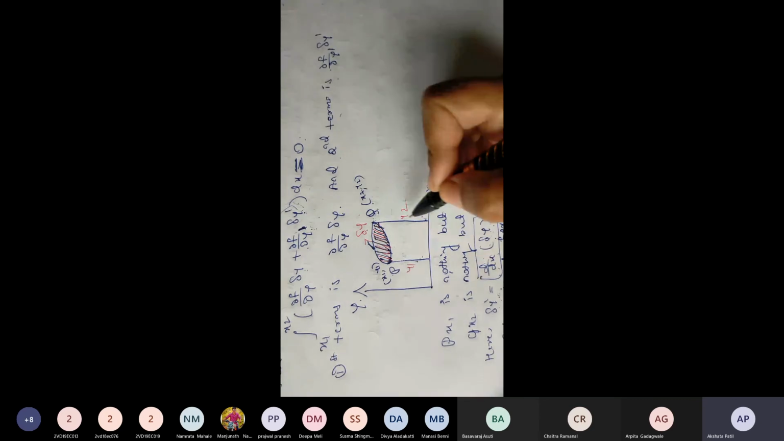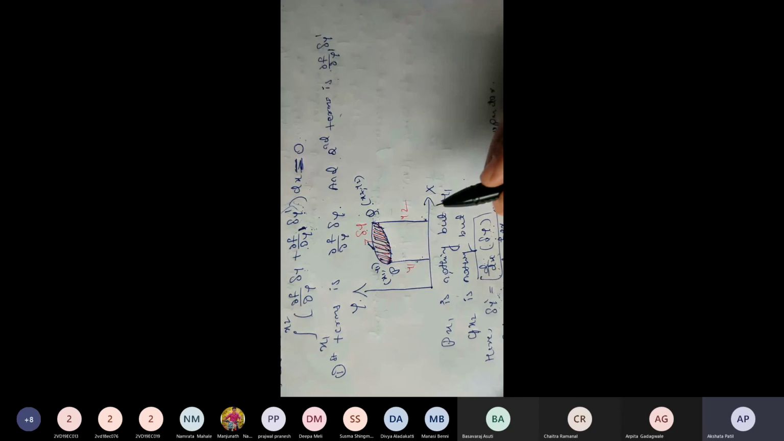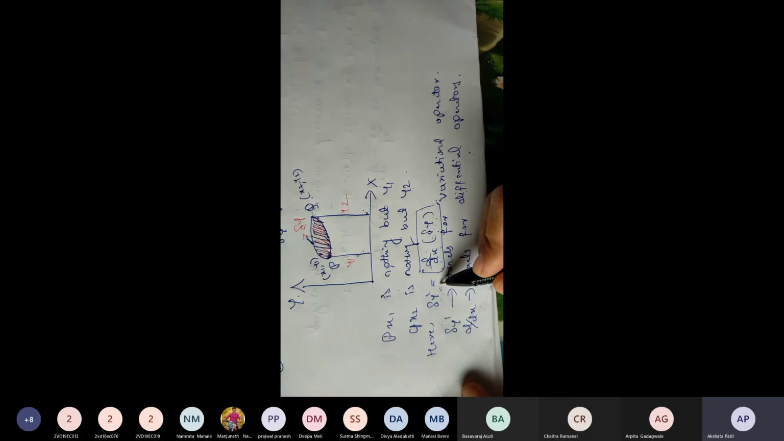So here px1 is nothing but y1, and qx2, which is parallel to the y-axis, is nothing but y2. Now here we can use one property of variational operators. The property says that the variational operators and differential operators are commutative. So they both are commutative, meaning delta y dash equals d by dx of delta y. Here delta y dash stands for the variational operator and d by dx stands for the differential operator.